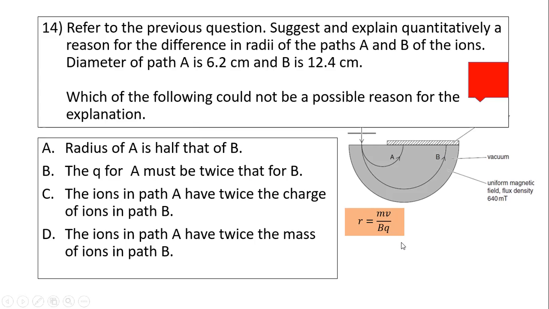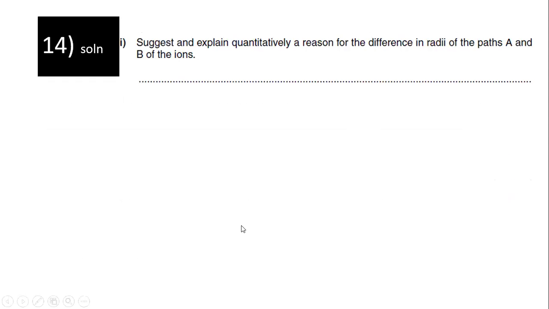Radius of A is half radius of B. Correct? From here, divided by 2, divided by 2, it's still half. Q for A must be twice that of B. Okay, let's look at the reasoning. They're just using this formula.